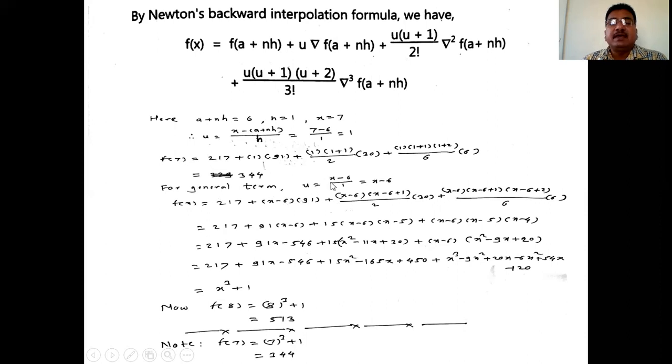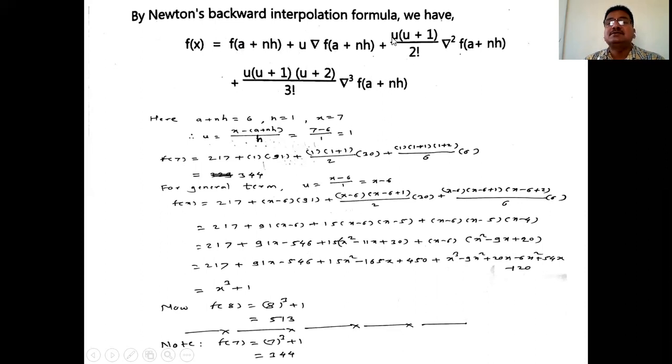So what is u? u is (x minus (a plus nh)) divided by h, that is, x minus 6 divided by 1, which means x minus 6. So u is x minus 6. So use Newton's backward difference interpolation formula, and substitute x is equal to x, u is equal to x minus last value of x divided by common difference, that is x minus 6. And so we have f(x) is equal to f(a plus nh), which is 217, plus u, which is x minus 6, into del f(a plus nh), which is 91. We know that this is 91 from the table.